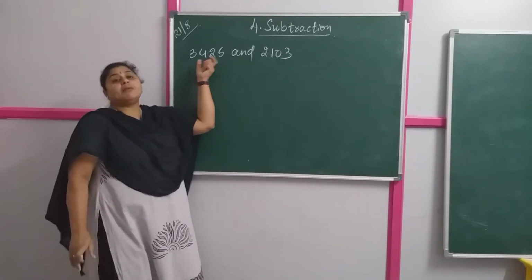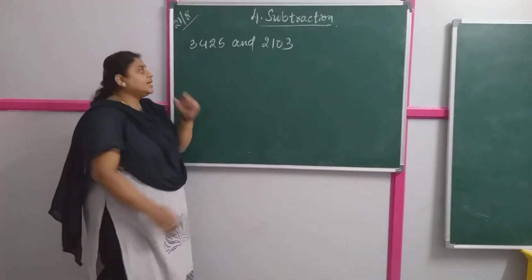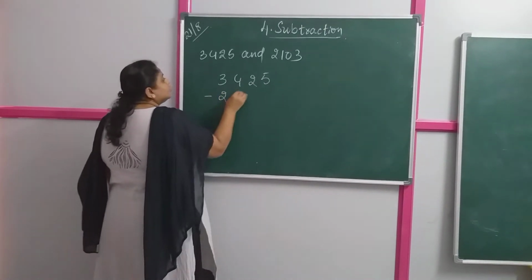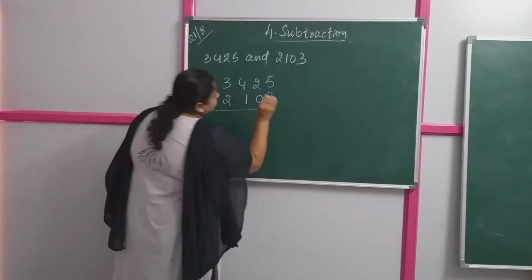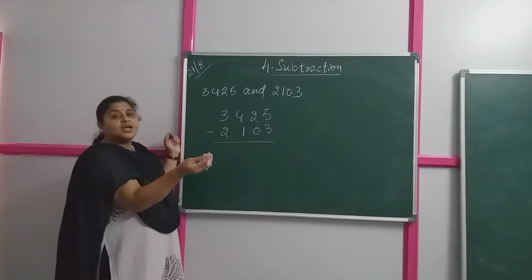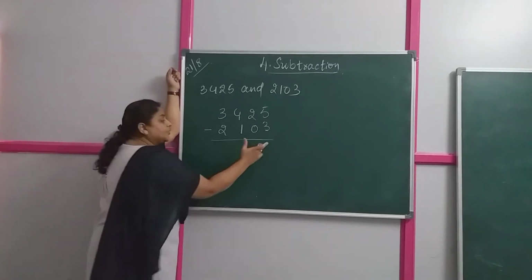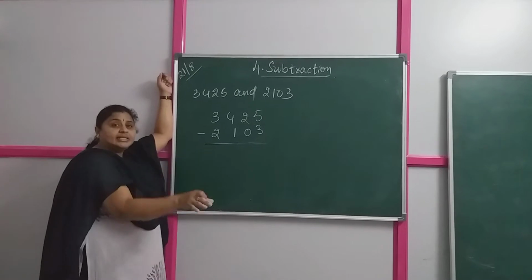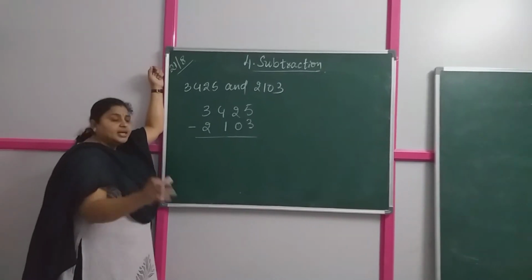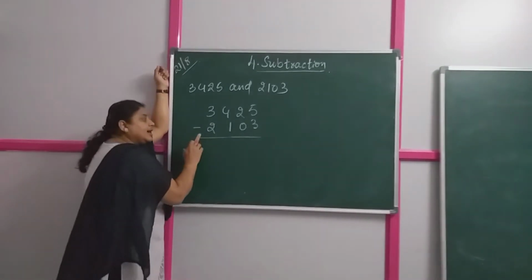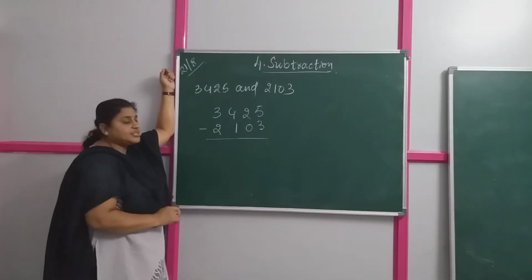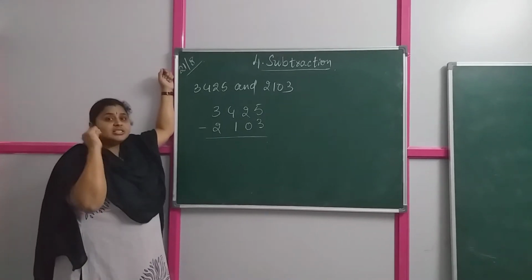First should I write the bigger number or the smaller number children? Bigger number. So 3425 minus 2103. Now these are the two numbers we have to subtract. Now subtraction starts from which place value? Ones place value. Addition, subtraction, multiplication always start from the last, except division. Division will start from the beginning, that is from the highest place value, and addition, subtraction, multiplication will start from the ones place value.